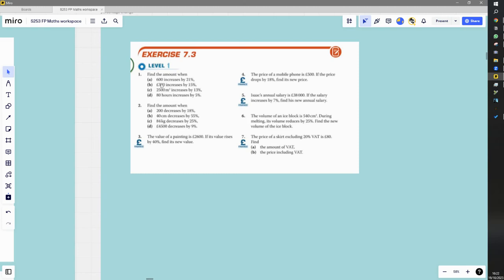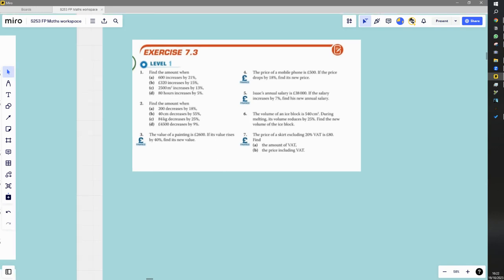Okay, so we're looking for percentage change, which basically is percentage increase or percentage decrease. Now I'm going to show you step by step the slow way, then we're going to be looking at the faster way, and then we're also going to be looking at how this could be made more difficult, and we'll look at an example like that as well.